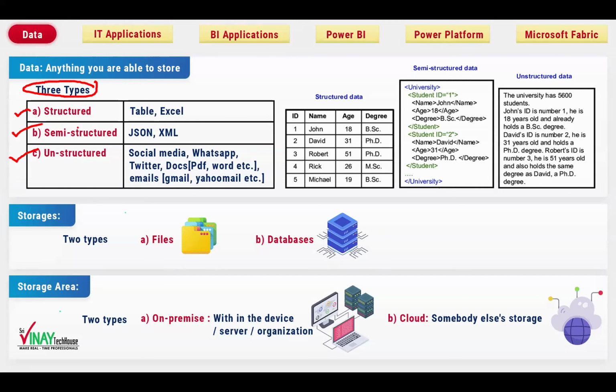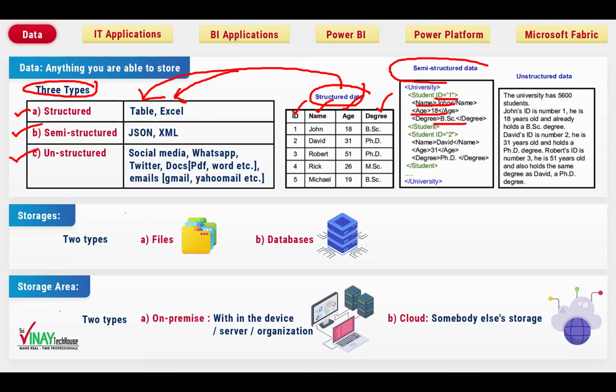So what do we mean by structured, semi-structured, unstructured? ID, name, age, degree, column by column available. This is called structured data. You find this kind of information in a table or an Excel sheet or similar applications. Point one clear. And if you see this, you're able to read: student ID 1, name John, age 18, degree BSc. This is semi-structured data. So JSON data, XML data, this is semi-structured, partly structured, not fully structured.